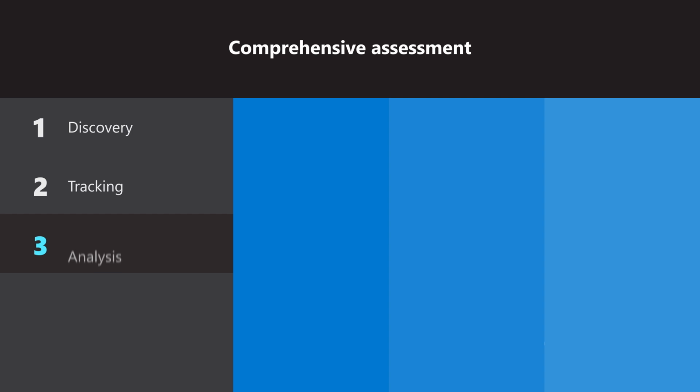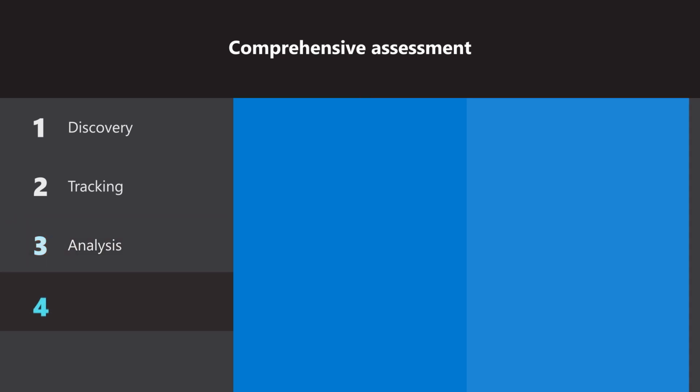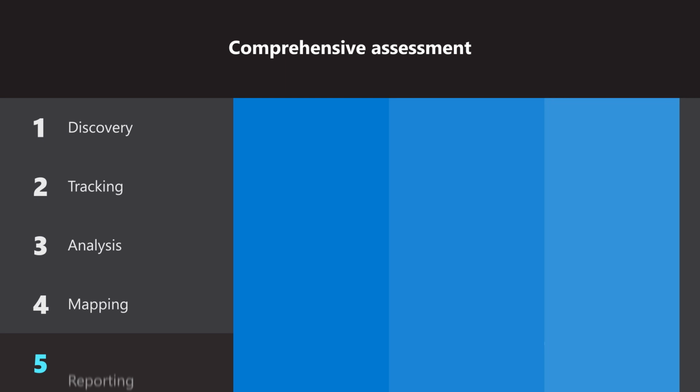Third, analysis. Use historical workload performance and utilization data to predict usage rates and recommend accurate right-sizing guidance. And identify ways to optimize costs, like applying licensing offers. Fourth, application dependency mapping. Visualize connections and dependencies across applications to ensure that no application component is left behind during the move. And fifth, reporting.